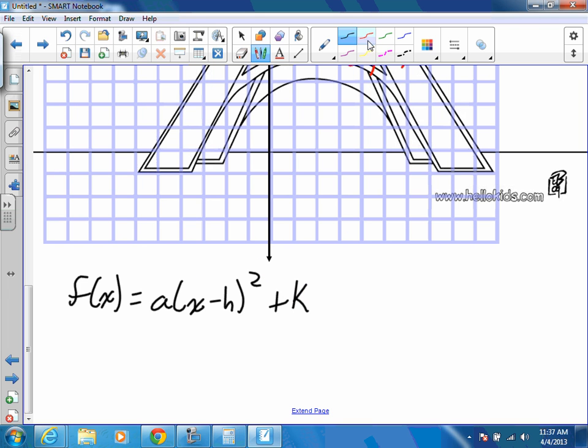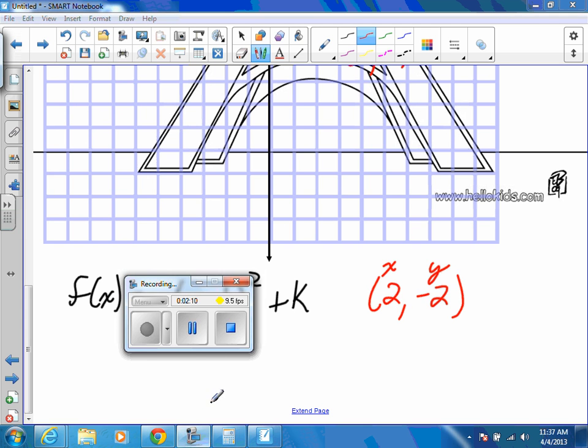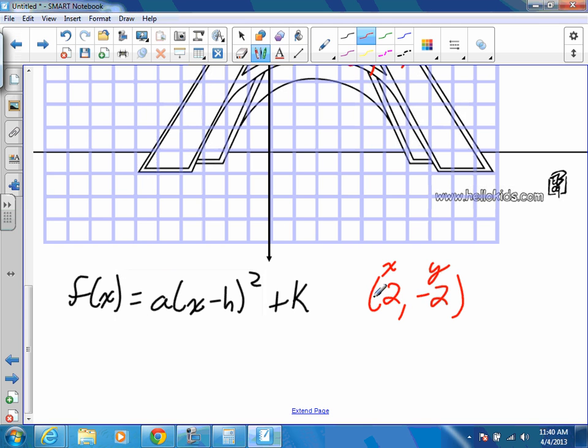Since our vertex is the value of 2 and -2, and this is our x and our y of the vertex, we're going to be plugging these values in. Okay, so we have our vertex form. This is our x value, a positive, and our y value is negative. So our y value represents our k. So we're going to plug in -2 for k. And in for h, we're going to plug in +2.